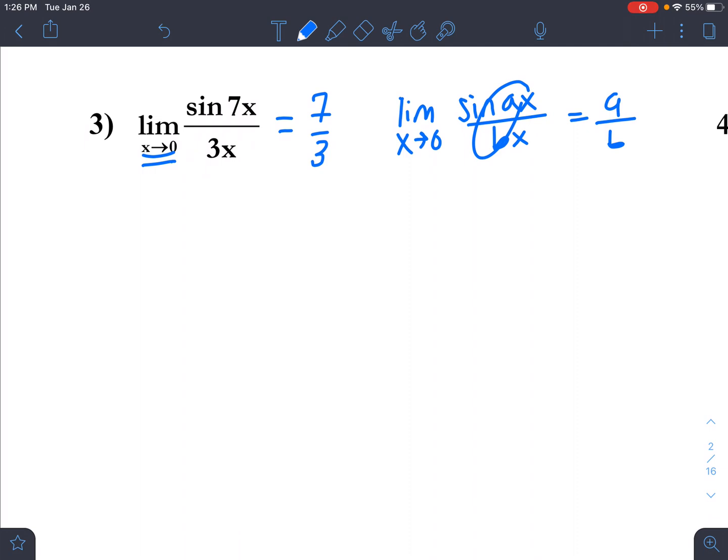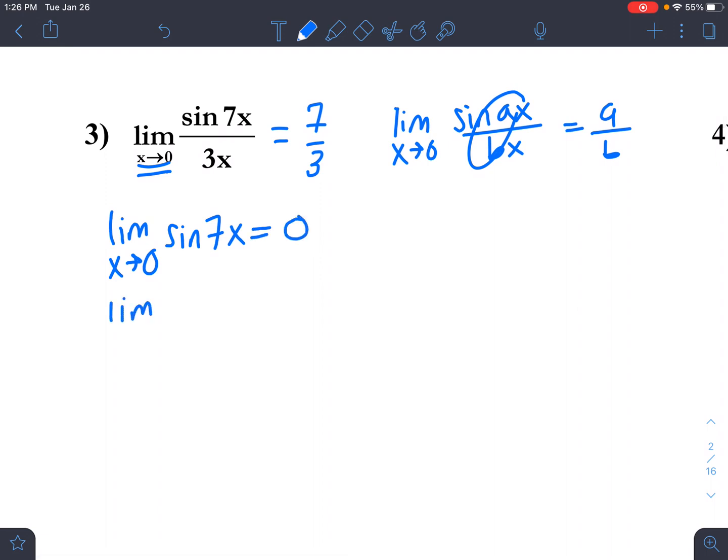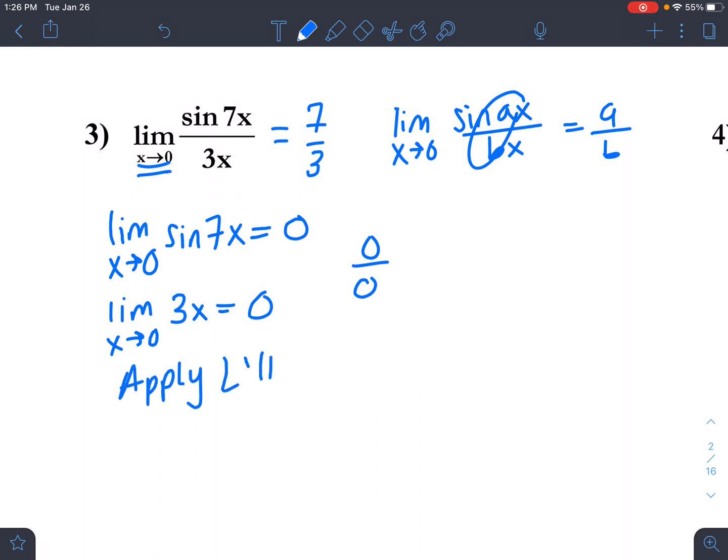Again, you try plugging in 0. Sine of 0 over 3 times 0 would give you 0 over 0. You can show that work really quick. Sine of 7x, sine of 0 is 0. So x approaches 0 of 3x. 3 times 0 is 0. I get 0 over 0, so we can apply L'Hopital's rule.